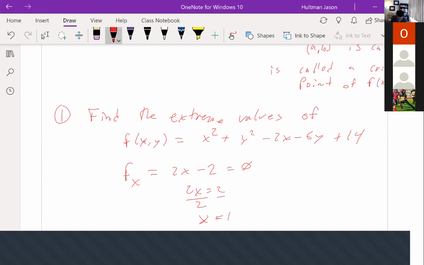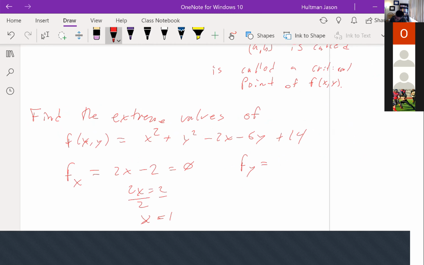Okay, what about f sub y? Well, what's this going to be? This is going to be 2y minus 6. Set that equal to 0, and y equals 3. Okay, so get rid of this. You guys know how to do simple algebra.